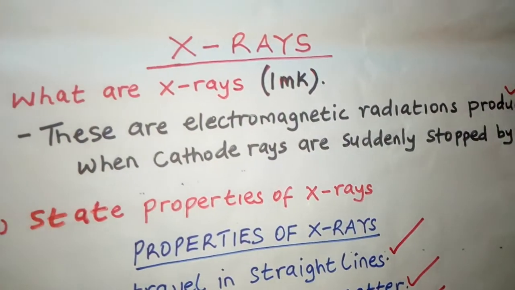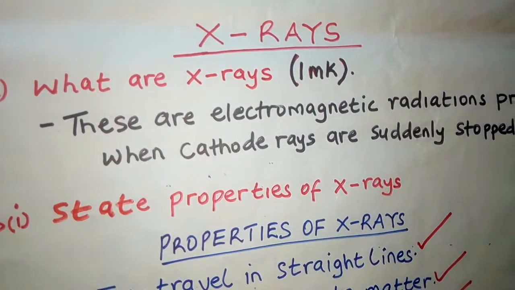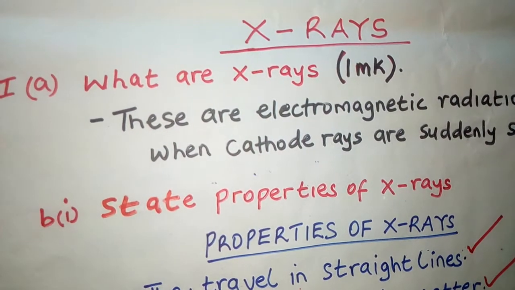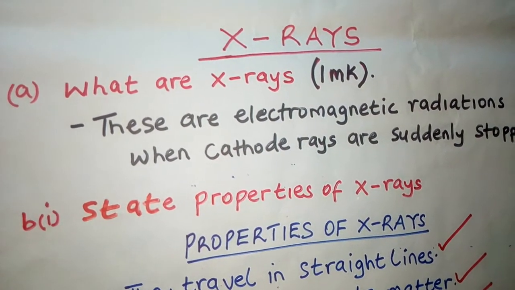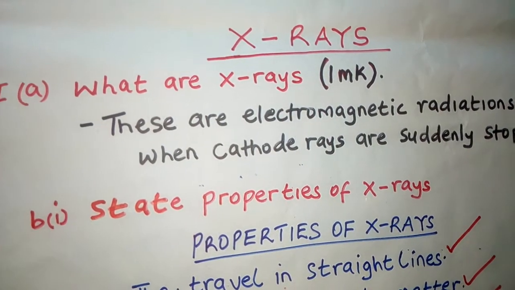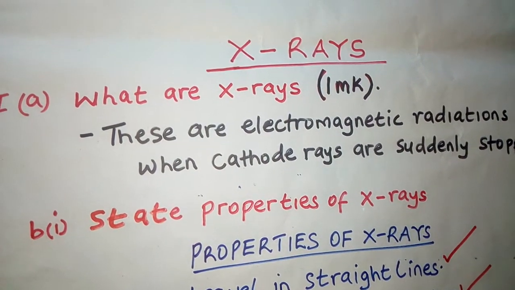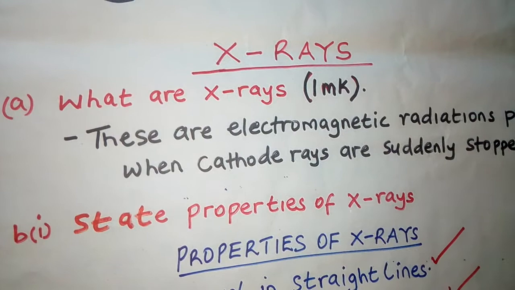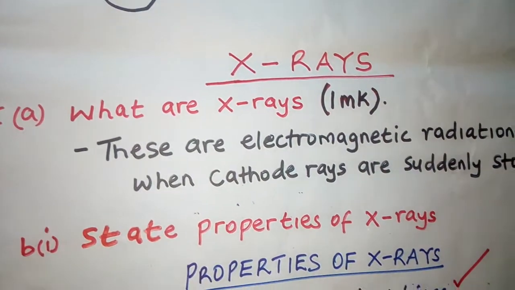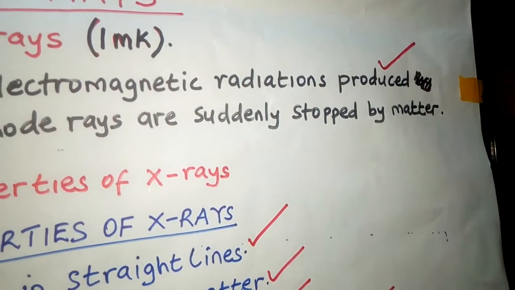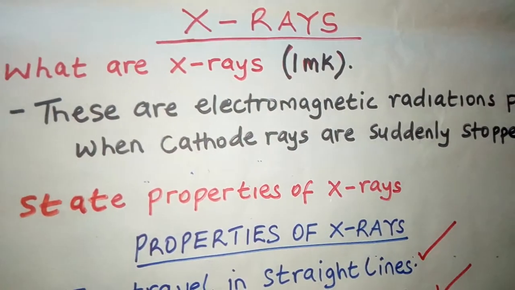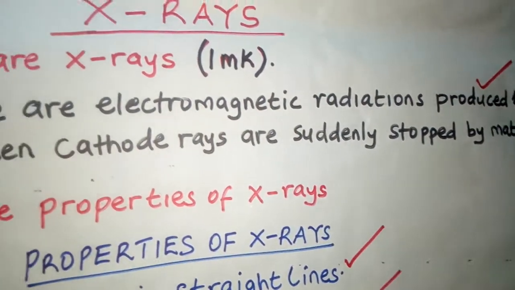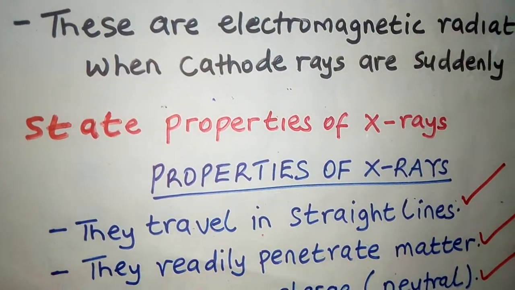So when cathode rays are moving, remember we said cathode rays are fast moving electrons. If they are moving, you go ahead of them, you know they are passing here, then you bring, for example, a metal target like tungsten and you put it in front. So when they come, they have nowhere to pass, but now they strike, they hit the metal target. At the end of the day, X-rays are produced. So X-rays are defined as electromagnetic radiations of very short wavelength produced when cathode rays are suddenly stopped by matter.